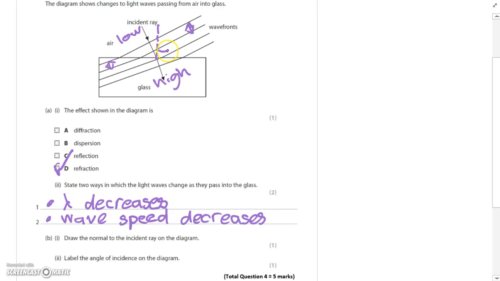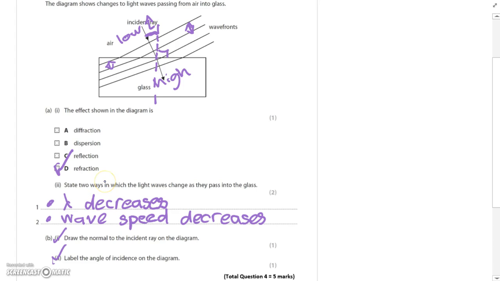Okay, so that angle there should be 90 degrees. Okay, so the dotted line is the normal. Mine's sloping a little bit. Okay, it should be 90 degrees. Okay, next bit, label the angle of incidence. Well, there's the incident ray, and we always measure the angle of incidence between the incident ray and the normal. So there's the angle of incidence. Okay, so that's taken care of these two here.